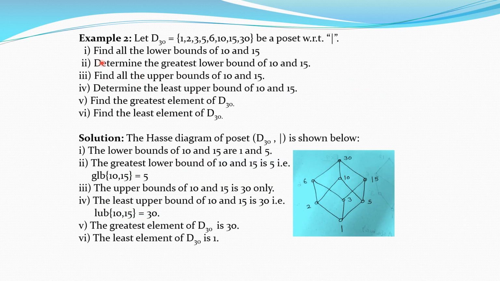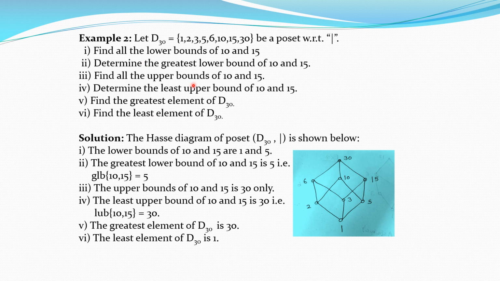Now next example is D30. So it is the set of all positive divisors of 30. It is a partially ordered set with respect to divisibility relation denoted by this symbol. Find all the lower bounds of 10, 15. Then determine the greatest lower bound of 10 and 15. Find all upper bounds of 10 and 15. Determine the least upper bound of 10 and 15. Then find greatest element of D30 and least element of D30.